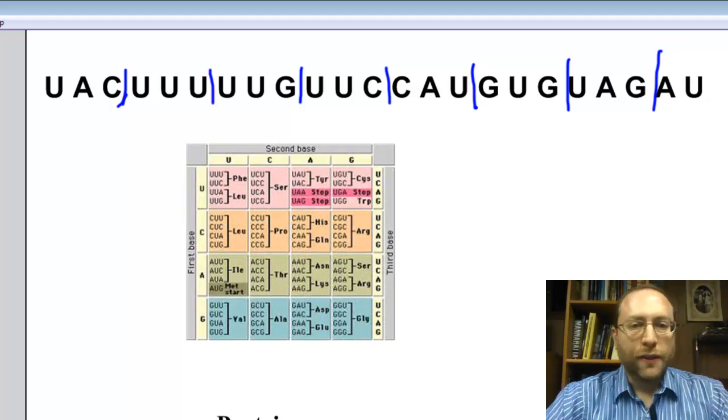Okay, so you have to look at this codon chart, and if you ever have to solve this on a test, or on the Regents for that matter, you will be given this chart. You have to know how to use it. You don't have to memorize it.